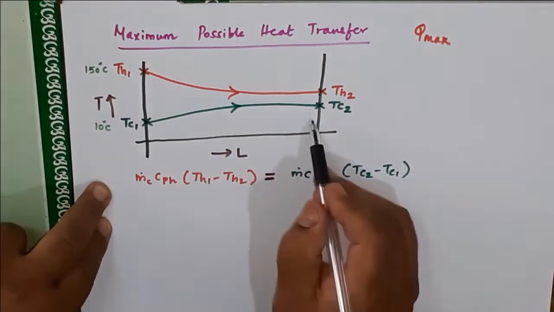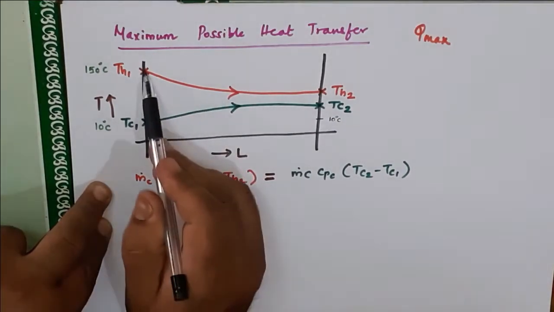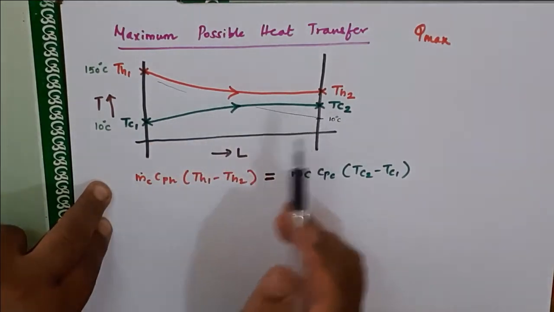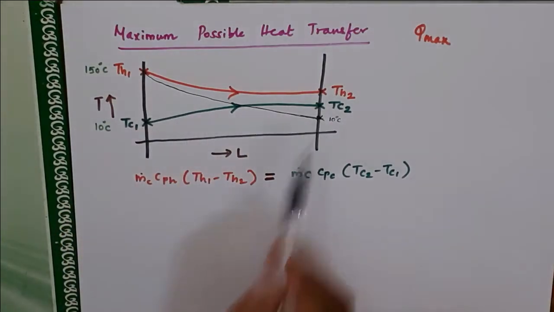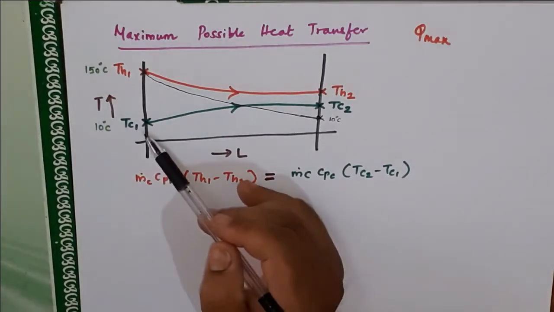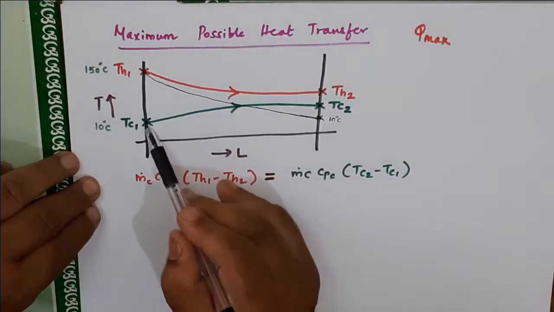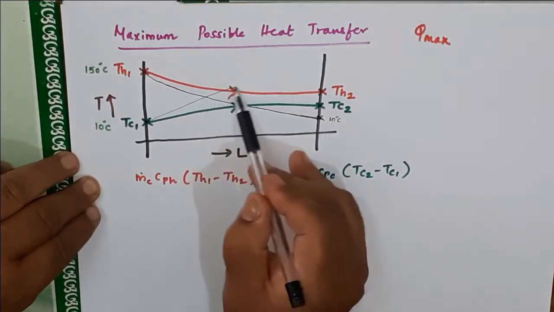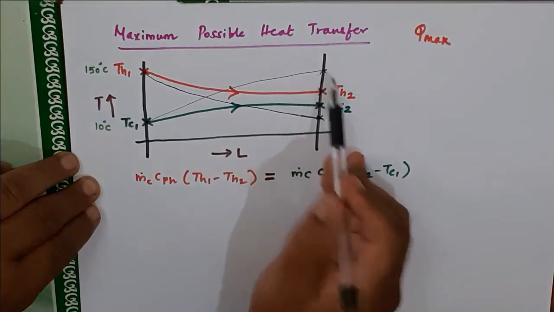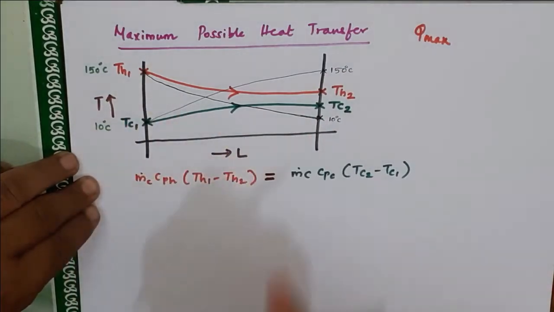It can come down to a temperature of 10 degrees Celsius. The fluid can decrease at most to this temperature. It's one possibility. Or this is the hot fluid's maximum temperature drop. Or the cold fluid absorbs maximum energy from 10 degrees Celsius. This can rise to a maximum temperature of how much? Tell me, 150 degrees Celsius. Either one of these two is possible.